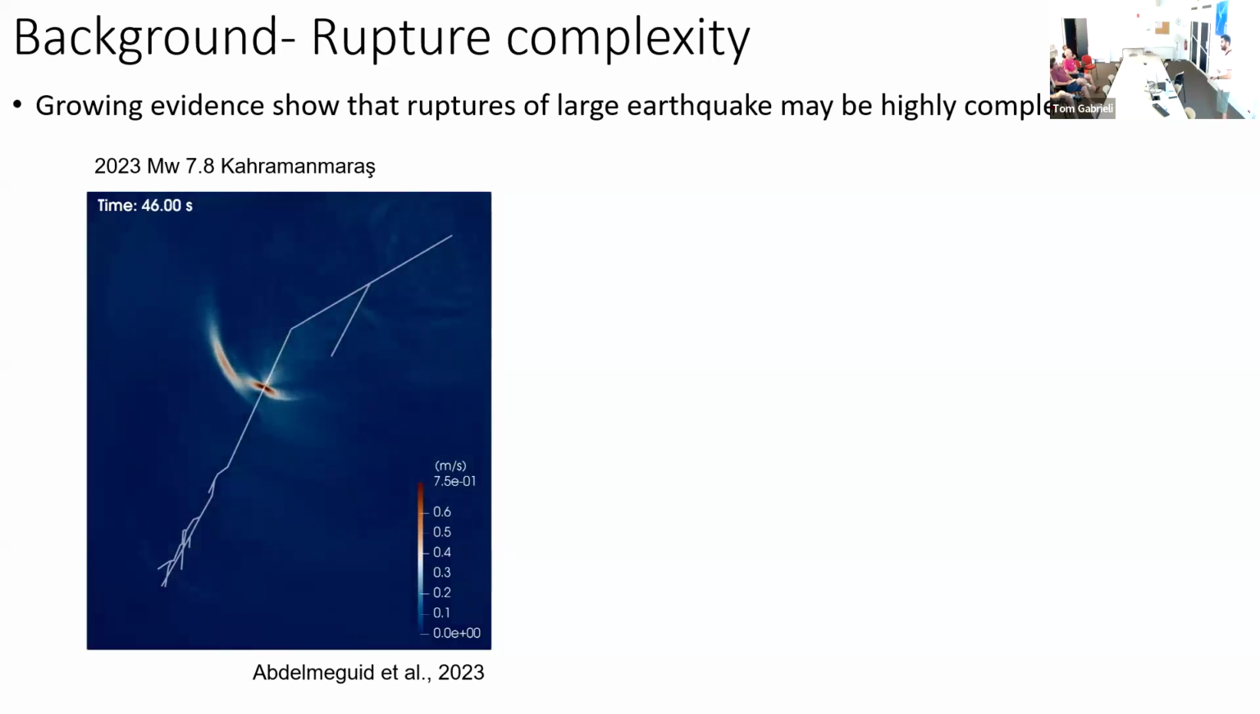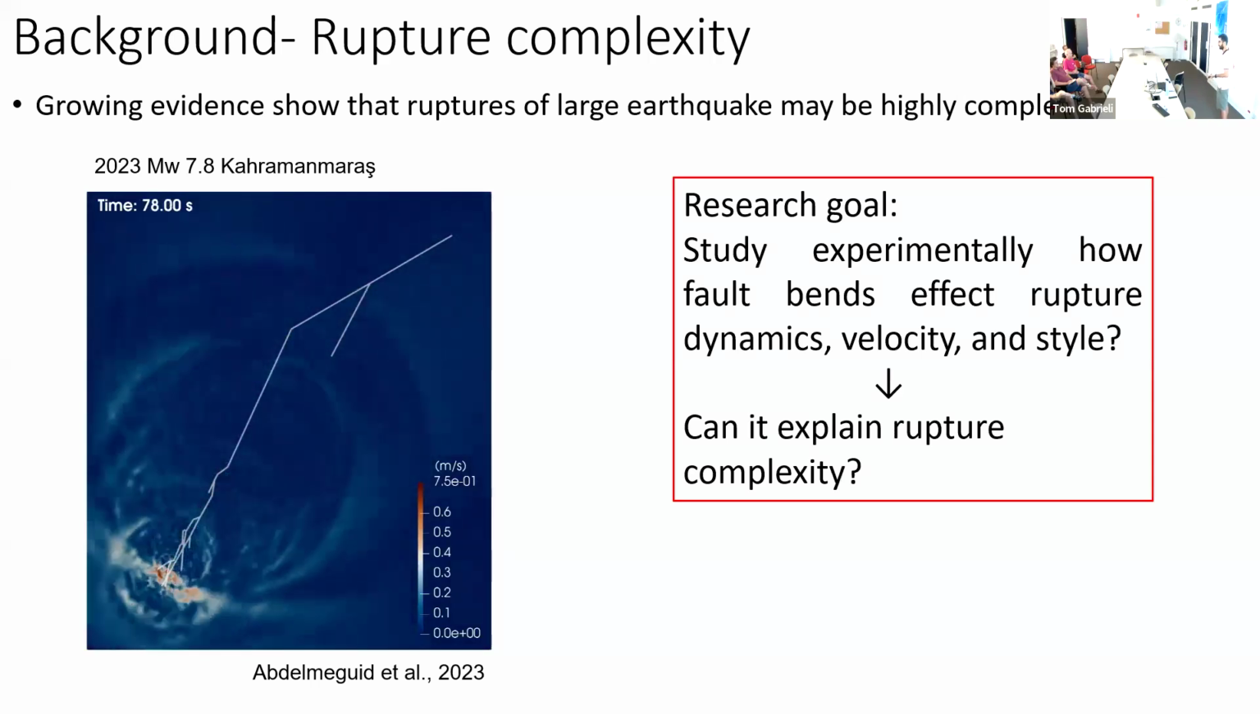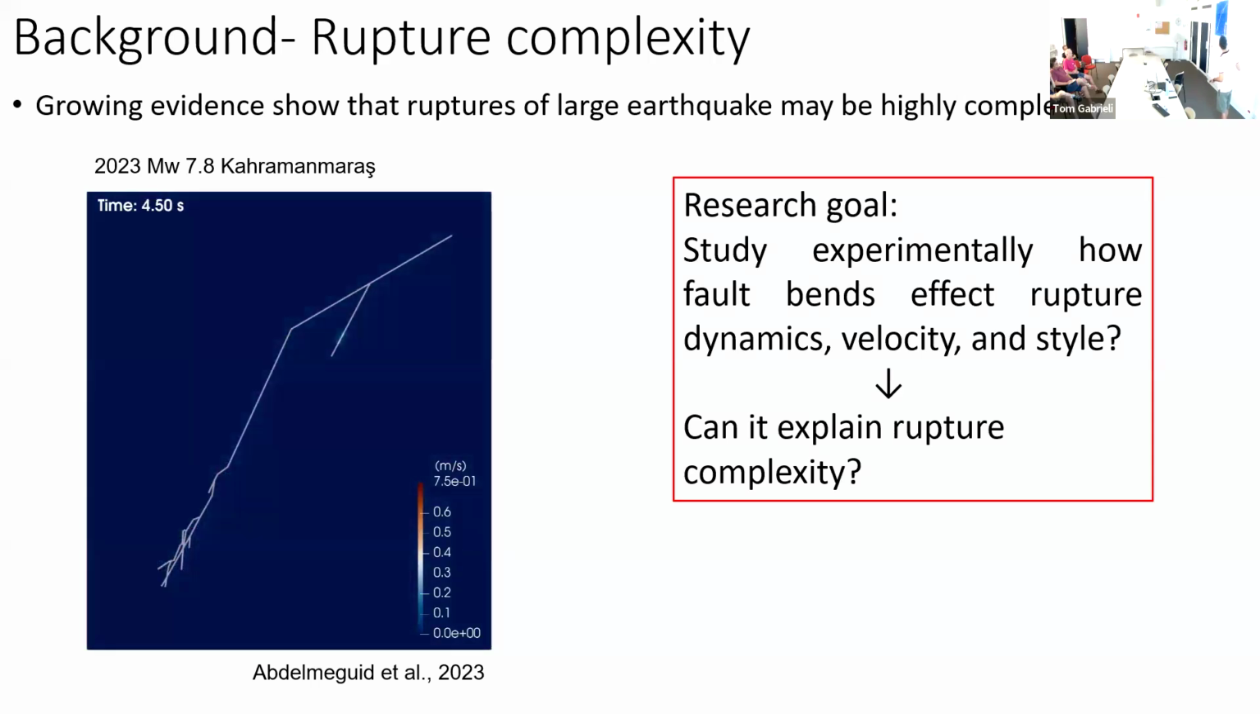And field evidence shows that many large earthquakes do have very complex ruptures, which include various episodes and changes of the rupture style. And our research goal is to study experimentally how fault bends affect the rupture dynamics, velocity, and style, and whether it can explain at least some of the rupture complexity.